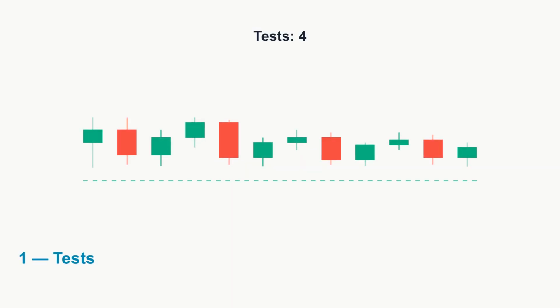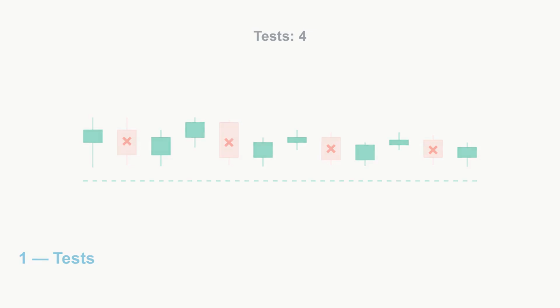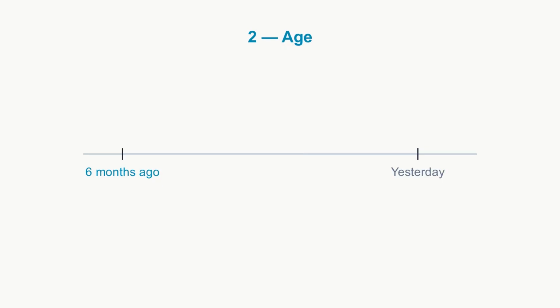Not all levels are equal. 4 things make one level matter more than another. 1. Tests. The more times price has approached a level and held, the stronger it is. Each test removes the traders who don't believe the level will hold. 2. Age. A level that held 6 months ago carries more weight than one from yesterday. Older levels are watched by more traders across more time frames.